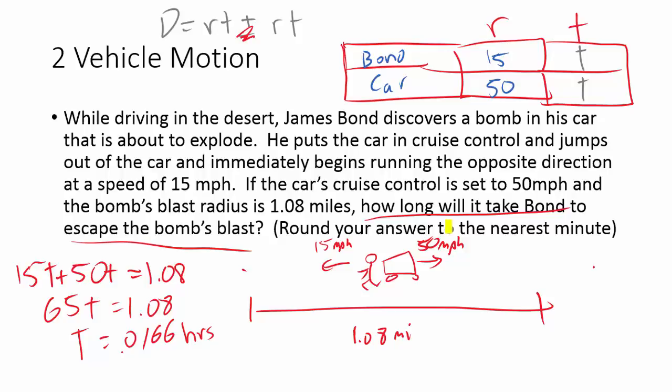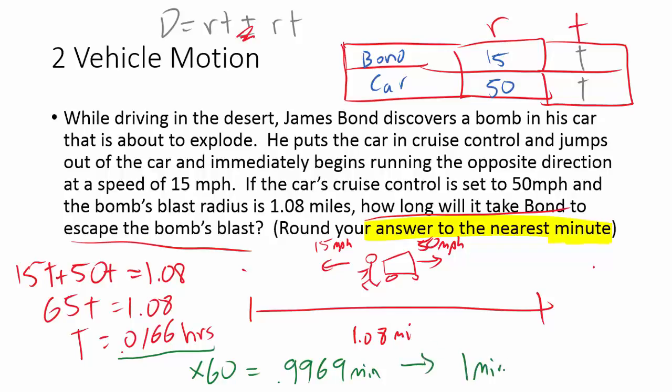Now, since this is in miles per hour, we're currently in hours, but if you look carefully here, they want us to round our answer to the nearest minute. So we're looking for a time measured in minutes. To do that, we take our answer and multiply it by 60, which converts it into minutes. I'm coming up with 0.9969 or so minutes. If we round that to the nearest minute, he's got about 1 minute until he's back to safety. So if the bomb has 60 seconds on the clock, he's still okay.